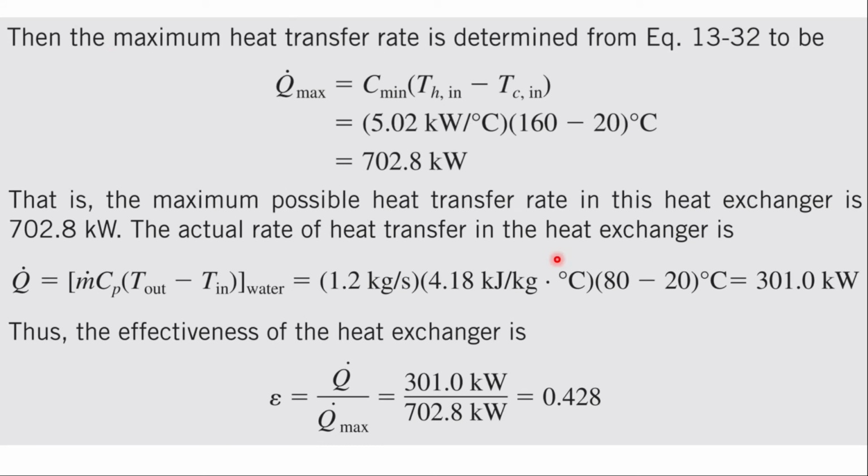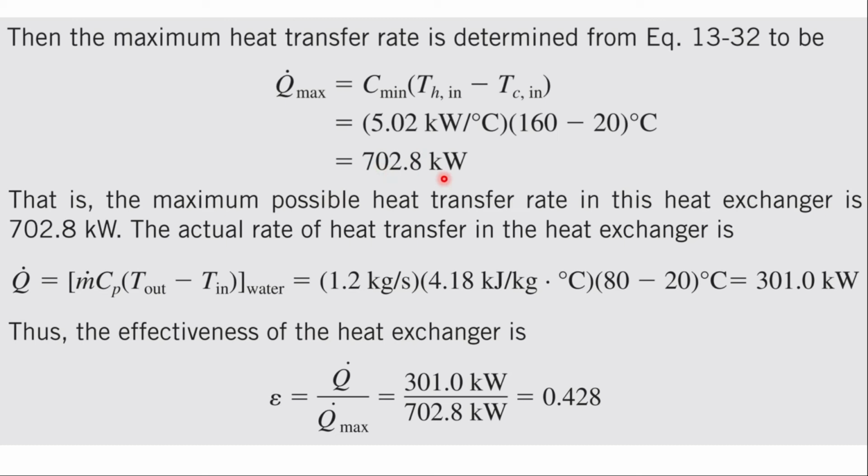Now the next thing is we have to determine the maximum heat transfer rate, right? The formula is Q max equal to C min, that we have determined in the previous slide, times delta T max, and the delta T max is the hot fluid inlet minus the cold fluid inlet, right? We are given the hot fluid inlet, which is 160 degrees centigrade, and the cold fluid inlet, which is 20 degrees centigrade. After putting all the values, this would be the maximum possible heat transfer rate in the heat exchanger, which is 702.8 kilowatt, right? So we have the value of Q max.